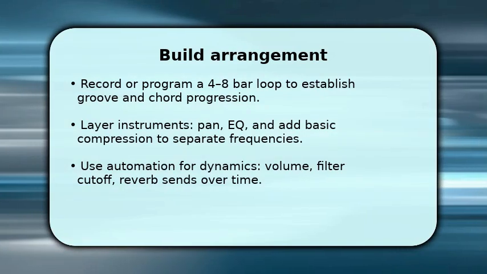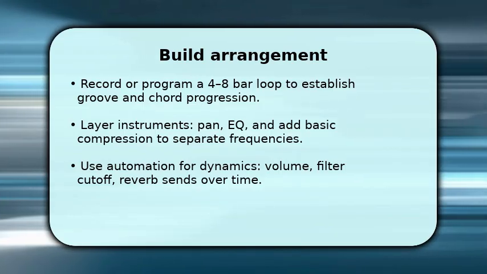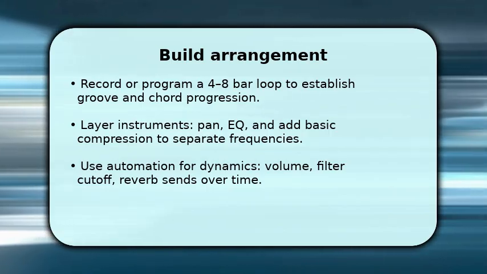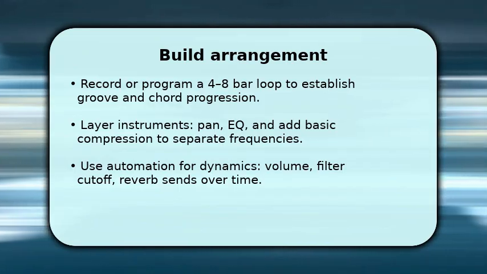Once you have a playable loop, expand it by recording variations or programming MIDI for 4 8-bar sections so ideas become structure. Layer complementary instruments and use pan and EQ to carve space. Cut mud, boost presence, because separation prevents masking. Add light compression on groups to glue elements, and then automate volume, filter cutoff, and reverb sends to create movement. Automation is how you shape dynamics and interest. Make sure to save incremental versions, so you can revert if a change weakens the mix.